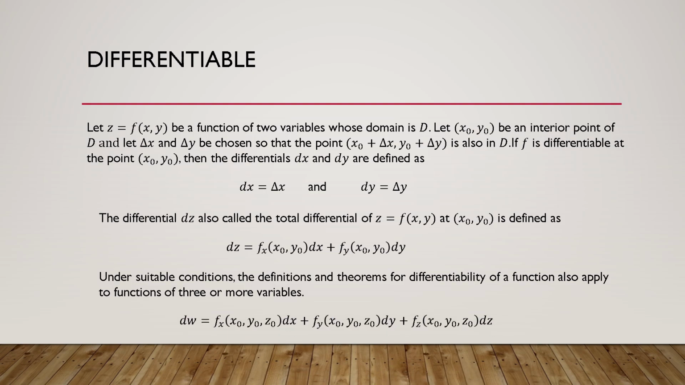dw equals the partial derivative of f with respect to x at (x sub 0, y sub 0, z sub 0) dx, plus the partial derivative of f with respect to y at (x sub 0, y sub 0, z sub 0) dy, plus the partial derivative of f with respect to z at (x sub 0, y sub 0, z sub 0) dz.